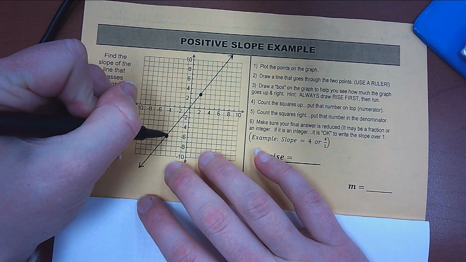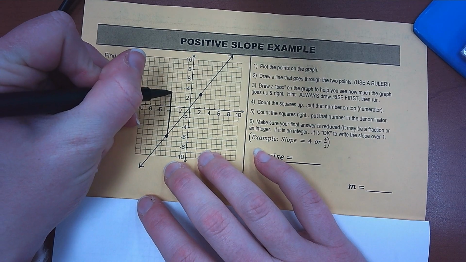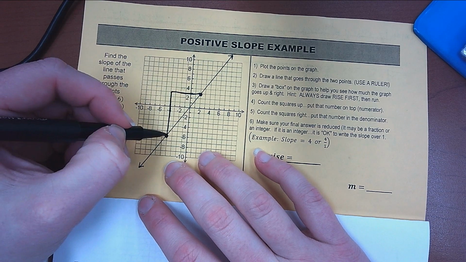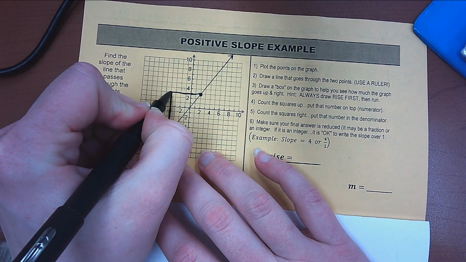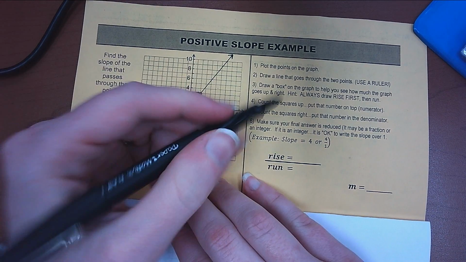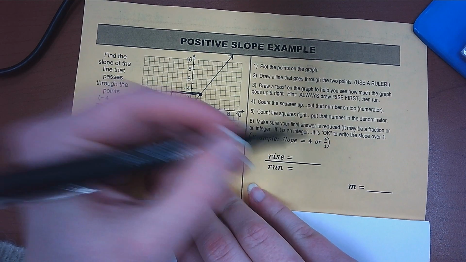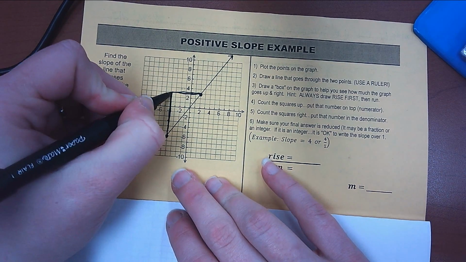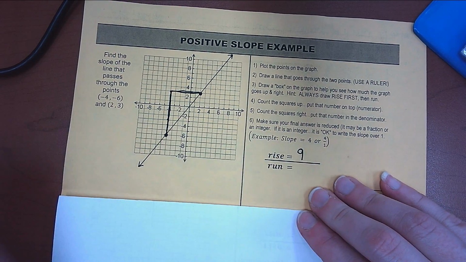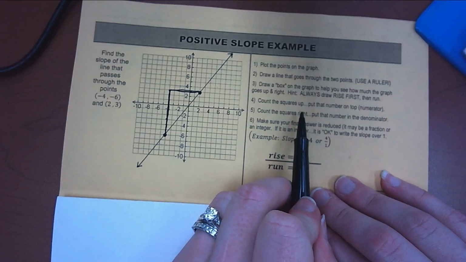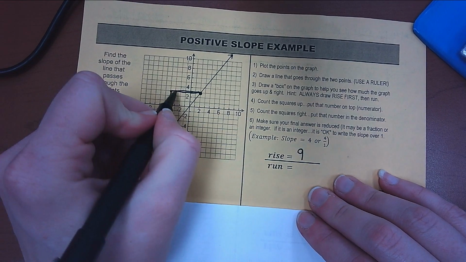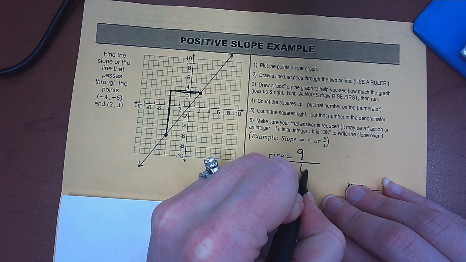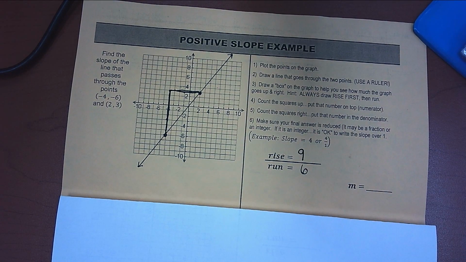What they mean by a box is we're just going to square this off to go from here to here. It's really more like half a box, and they want you to go up first, rise over run. So count the squares up and put that number in the numerator. 1, 2, 3, 4, 5, 6, 7, 8, 9. The rise is 9. Count the squares right and put that number in the denominator. 1, 2, 3, 4, 5, 6. Rise over run is 9 over 6.